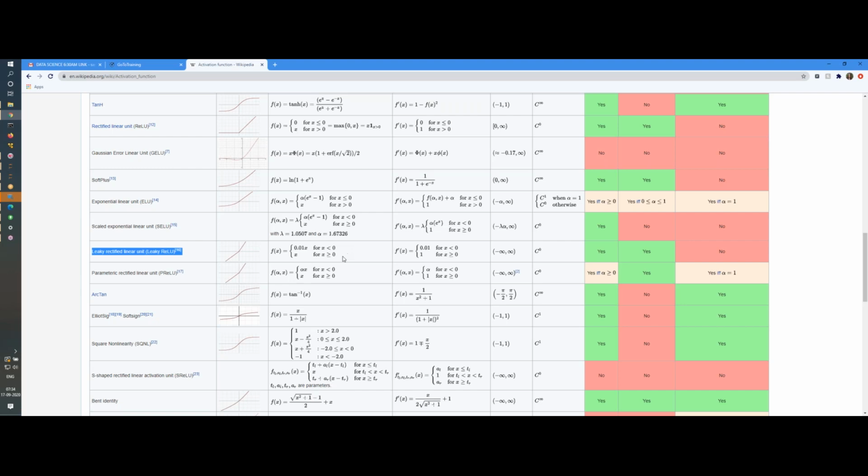So if you see this, can you see this is the function? Just try to understand. Leaky ReLU, here it is important. Sometimes ReLU, sometimes Leaky ReLU. So see this graph and you can understand the difference. Can you tell me the difference between ReLU and Leaky ReLU?